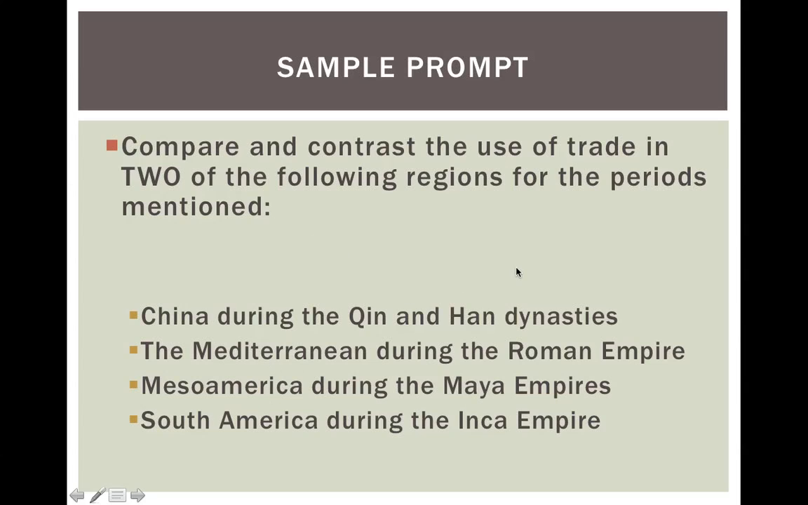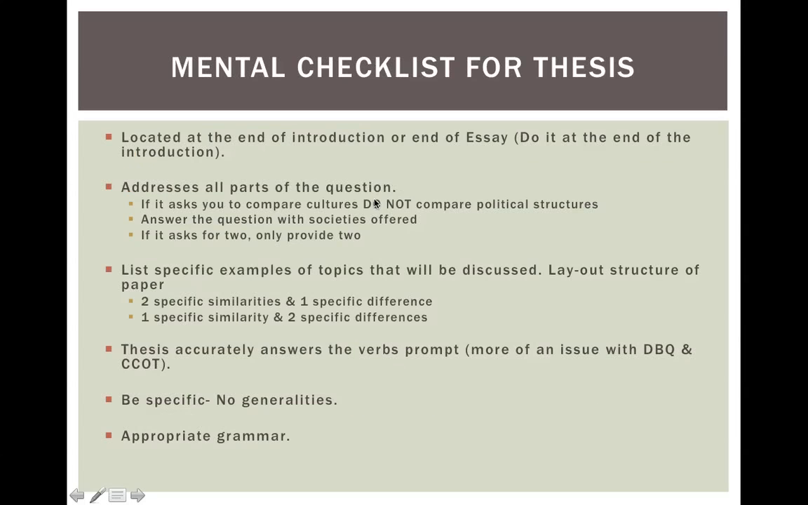One more component about the thesis. If they ask you for 2, only talk about 2. Don't talk about 4 or 3 or just 1. Talk about 2. If they ask you to do 2, only do 2. If you do more than 2, you're not answering the prompt. You're going rogue and you're doing your own thing. So, we look at these prompts, we're going to see our responses to the prompt. Is there similarity and difference mentioned? And are they similarities and differences about trade for 2 of these options here? Alright, let's go check them out.